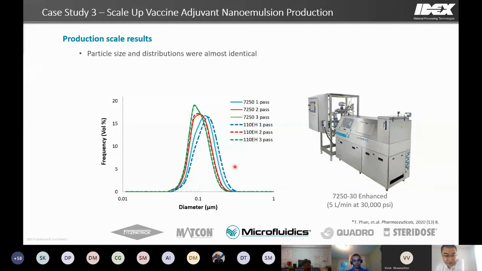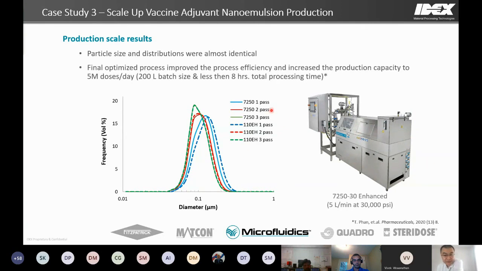You can see from the graph that the production machine achieved excellent results under the same processing condition. The distribution curves were slightly better after the first pass, if you look at the 2 blue curves. And after the second, which is represented by the red curves, and the third, which is represented by the green curves, the results were almost identical as the curves are overlapping each other.